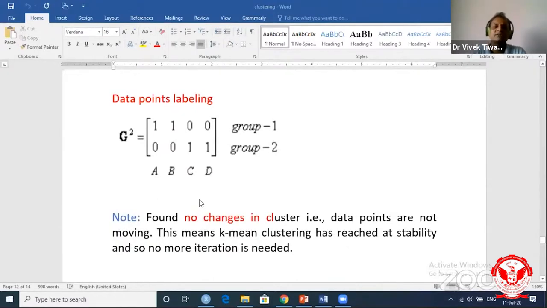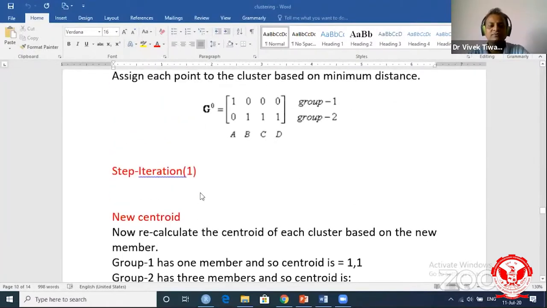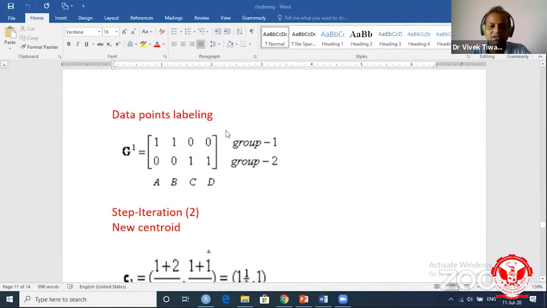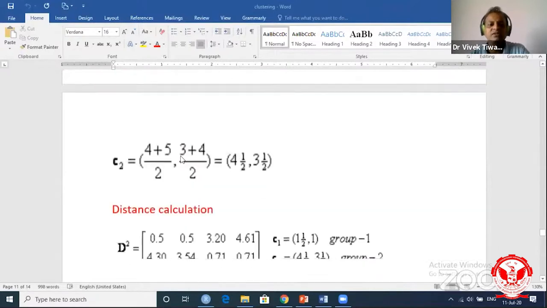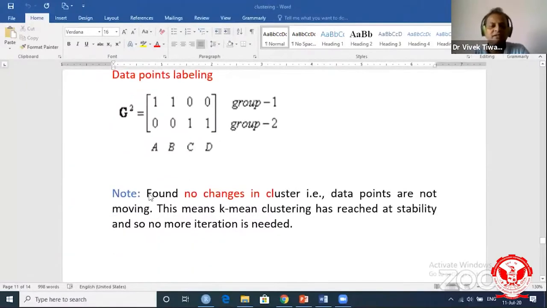Now you can understand that the cluster assignment you observed in the earlier iteration, the same belongingness you have observed. It means data items stop moving. Whatever observation you have understood over there, look. That is the answer of the cluster you received after the second iteration. The same assignment you have observed after the third iteration. What is the meaning of that? I have also written it in the note. Found no changes in the cluster. Data points stop moving.